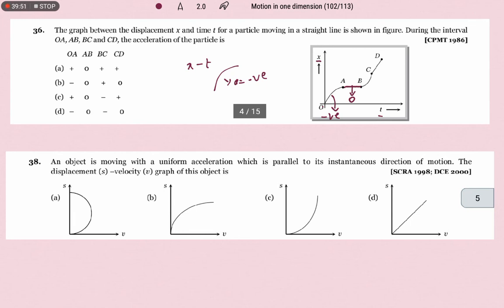Now see B to C. What will happen? The position varies like a parabola bending upwards. A parabola bending upwards means positive acceleration. From B to C it is a graph bending upwards. That's why the acceleration is positive.